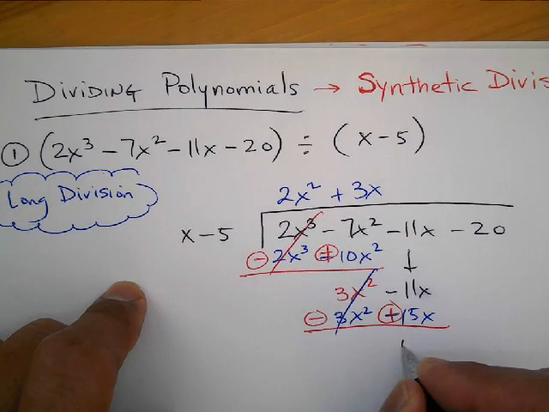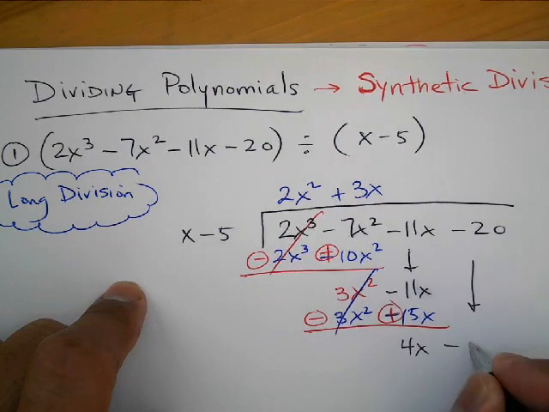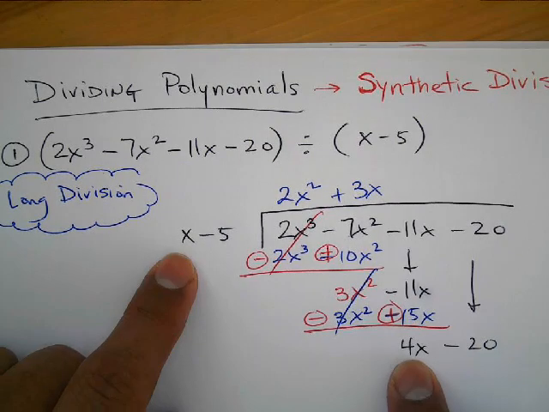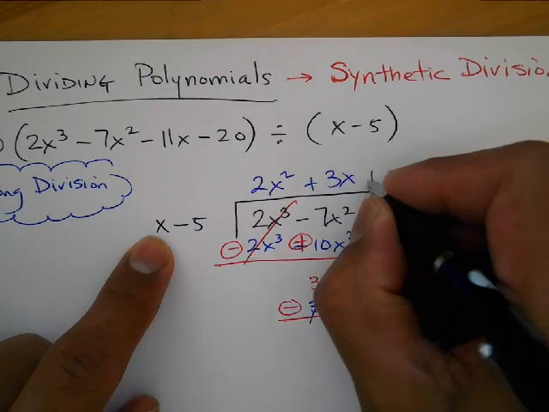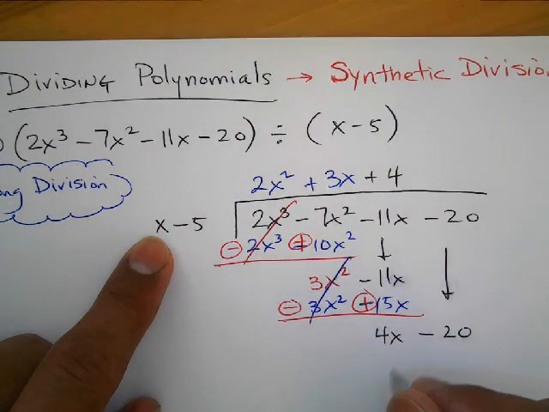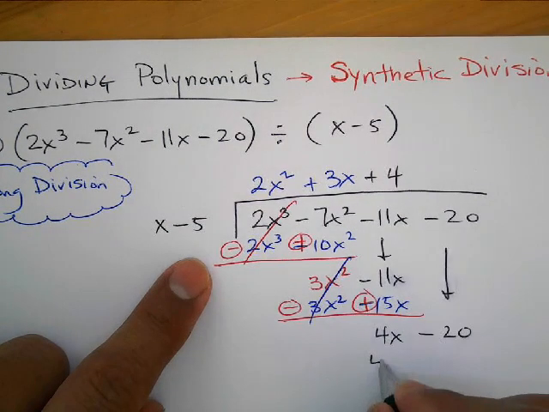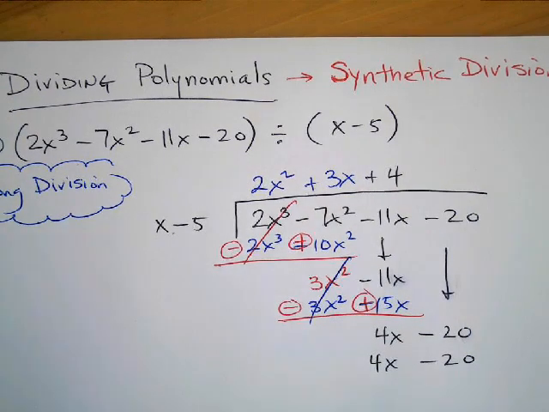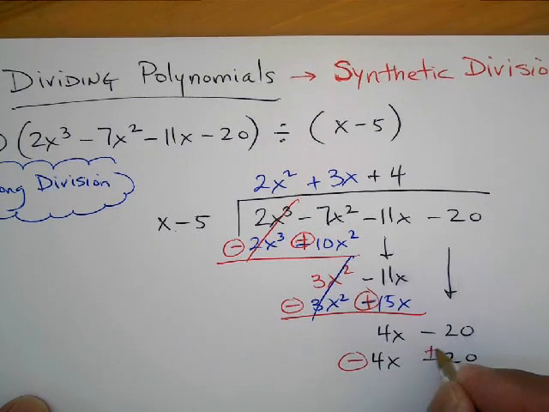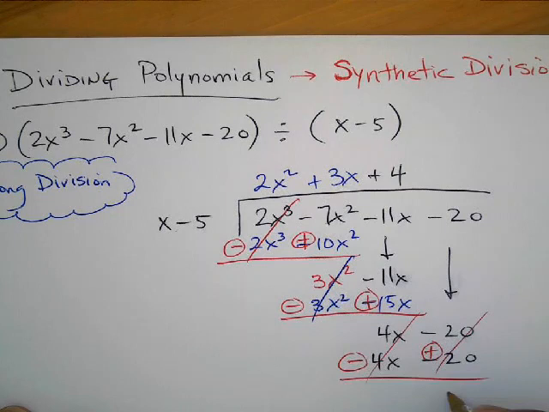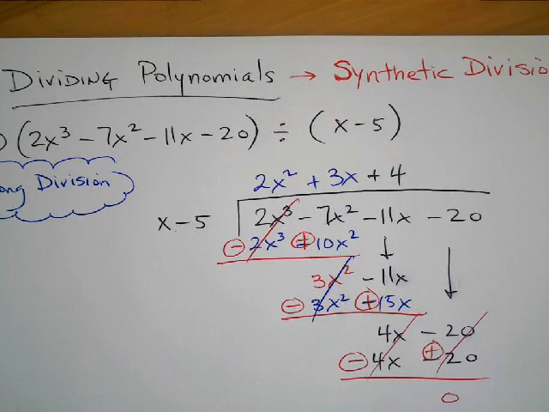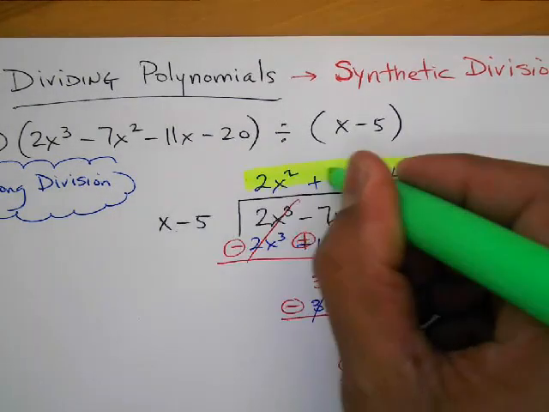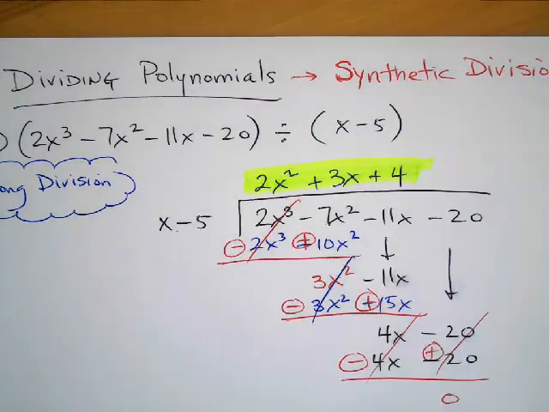You get negative 11 plus 15, so that's 4x. And last round here, that would be plus 4, right? X into 4x would be just a plus 4. I don't need an x. And that would actually be exactly 4x minus 20. 4 times x, 4 times negative 5, 4x minus 20. Change the signs. And we got one of these lucky ones where the remainder is 0. So what's the answer? This: 2x squared plus 3x plus 4.